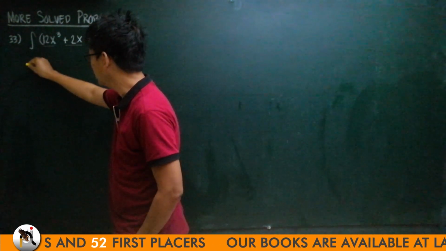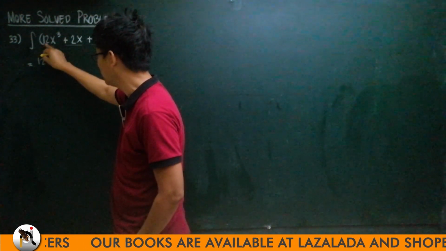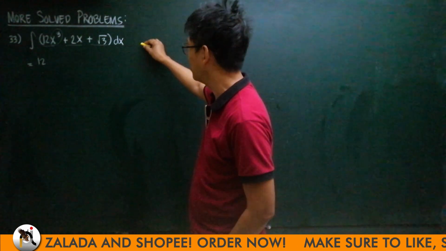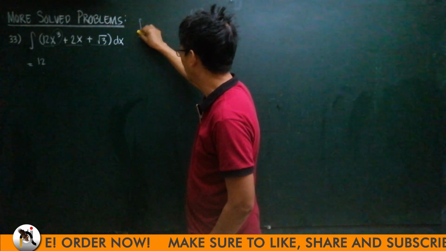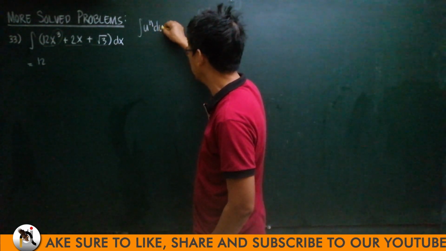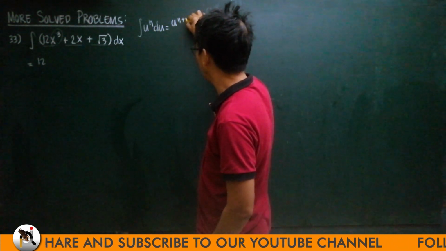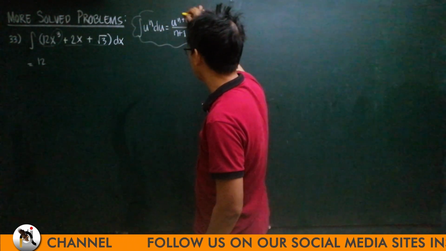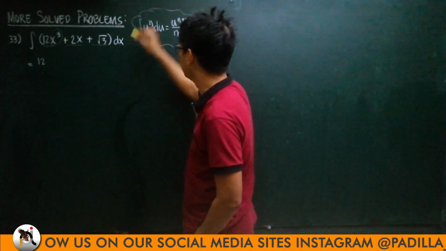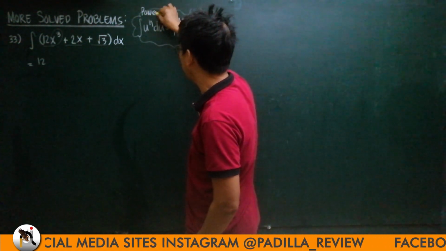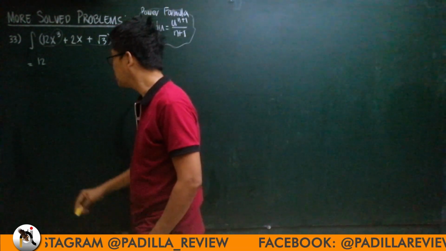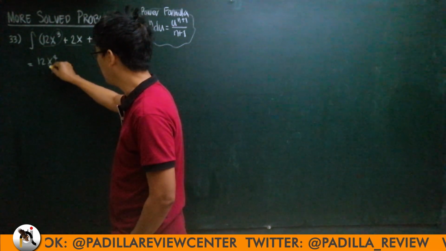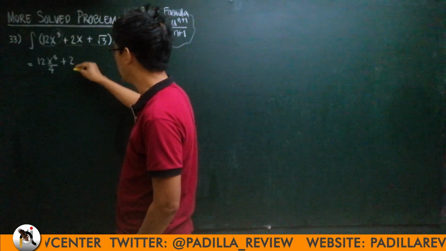So this is going to be equal to 12, the constant, times the integral of x cubed by the power formula. Remember that the integral of u to the n du is u to the n plus 1 over n plus 1. This is what we are going to use for this expression. So this, I repeat, is called the power formula. So the integral of x cubed is x to the 4th over 4, plus 2, this is x to the 1.